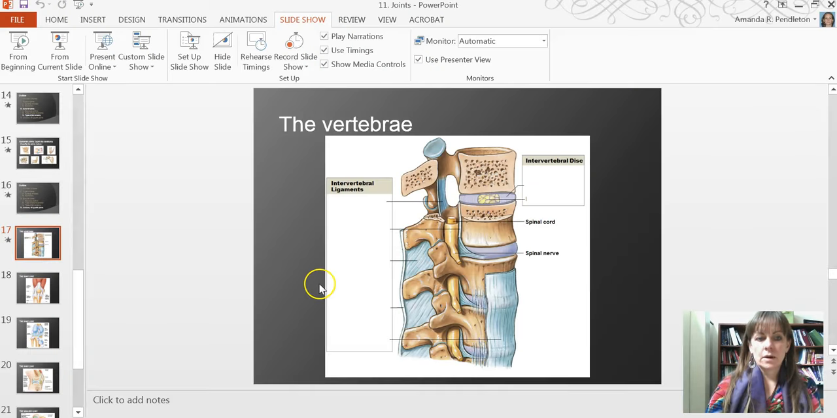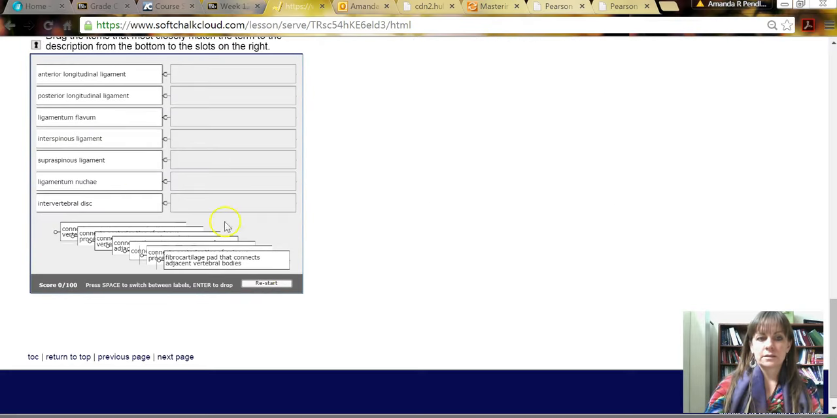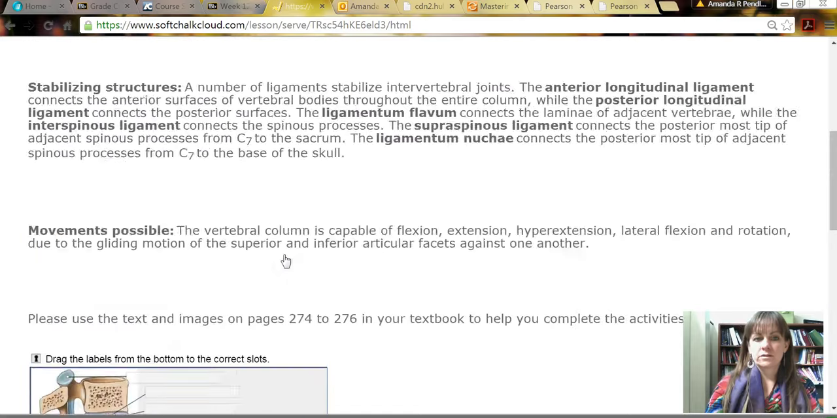And so that is the intervertebral disc anatomy, and there are labeling and some other description activities to help you make sure you understand the intervertebral joints.